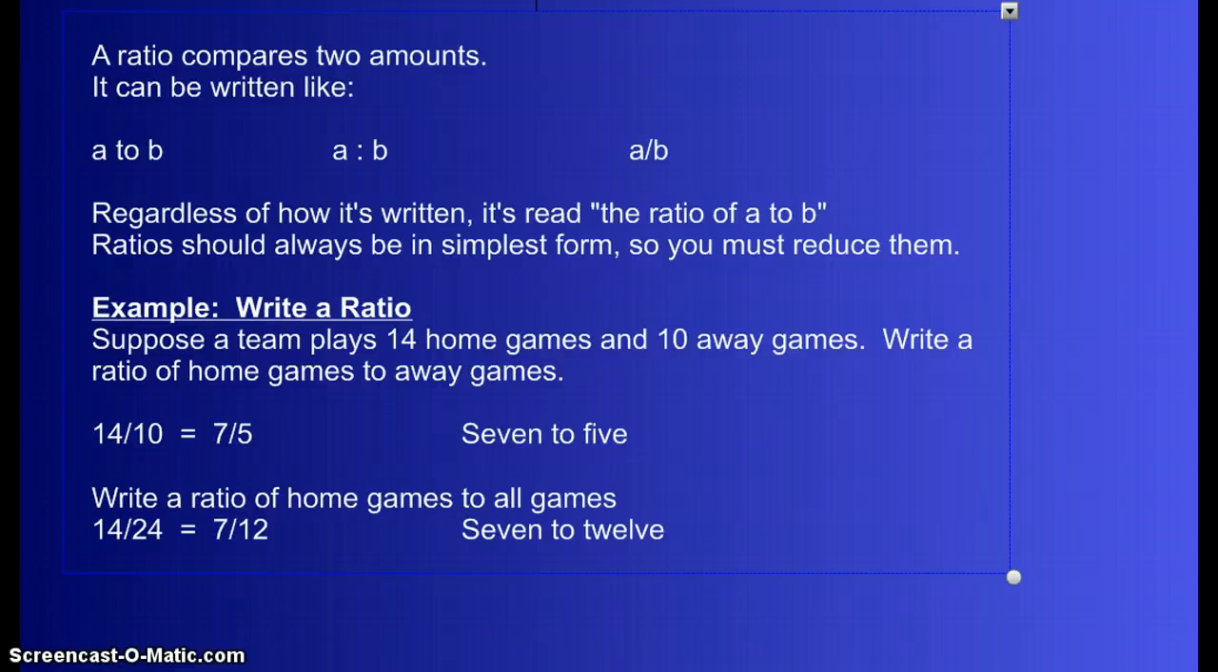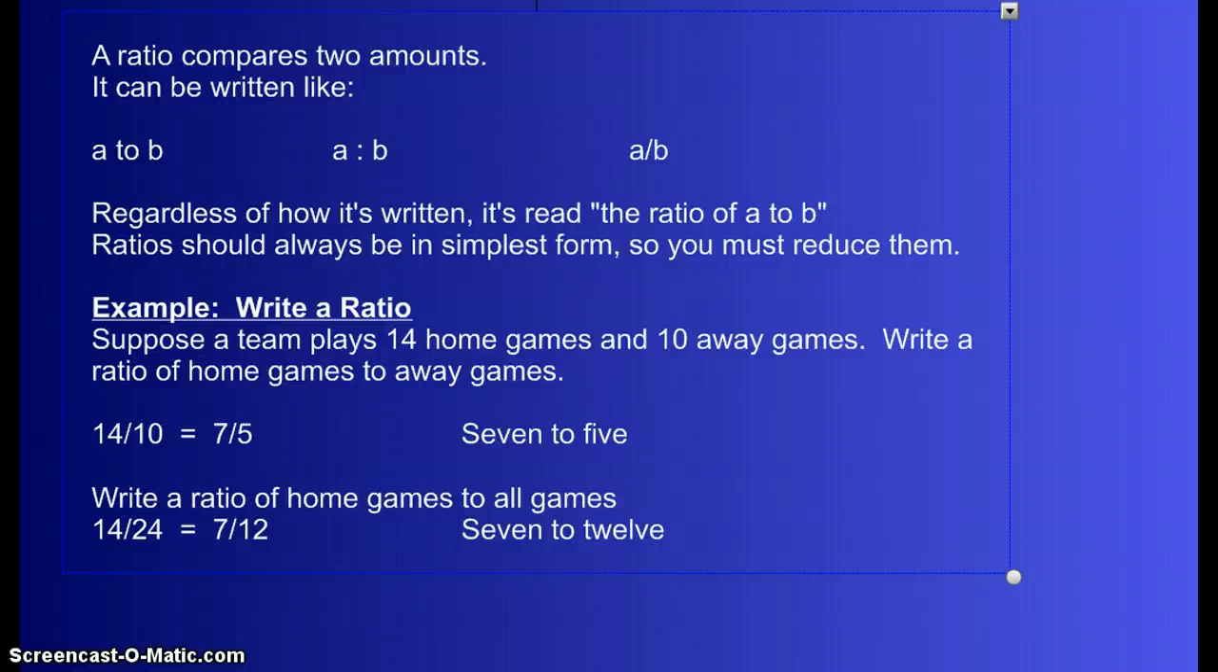So in the first example, we're going to write a ratio, and here's the problem. Suppose a team plays 14 home games and 10 away games. Write a ratio of home games to away games. So when they say of something, that's what goes first. That's what's going to go in the numerator if you're making this a fraction. The to part is what goes into the denominator, or goes second if you're writing it with a colon.